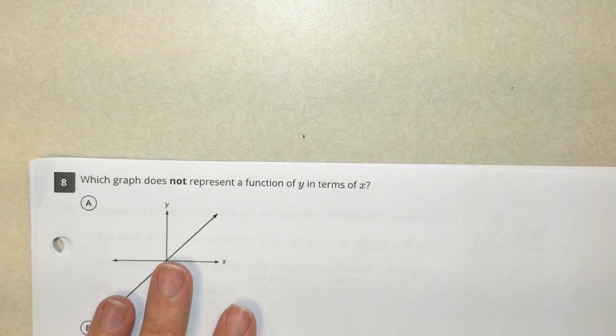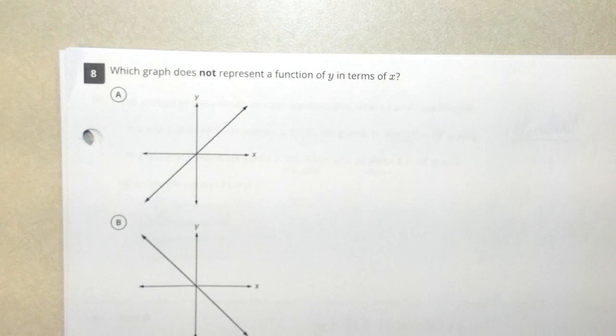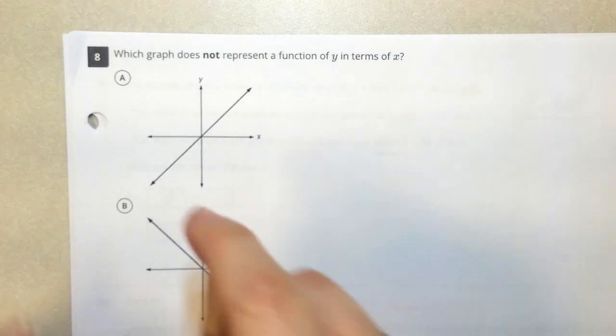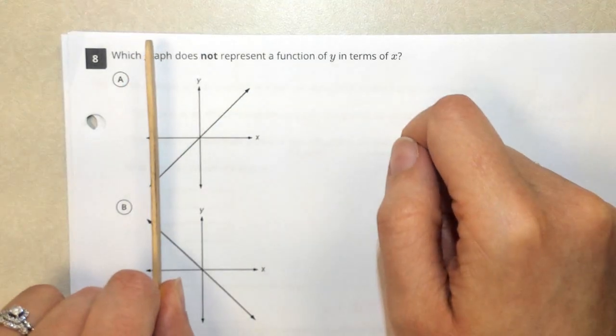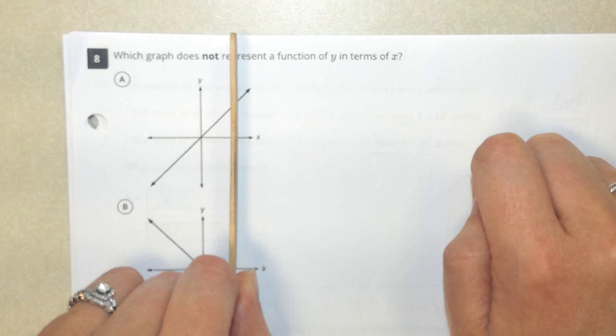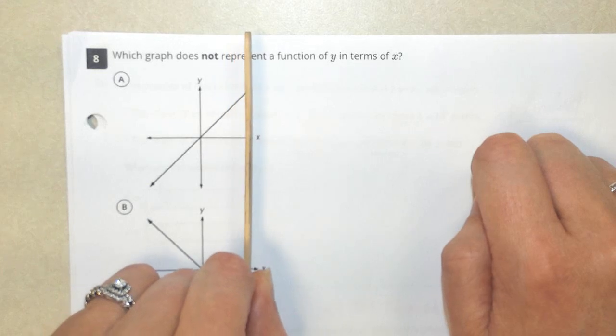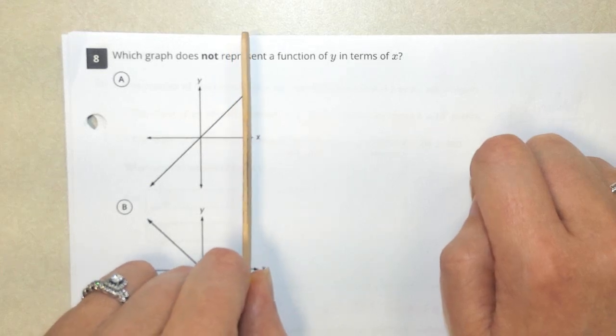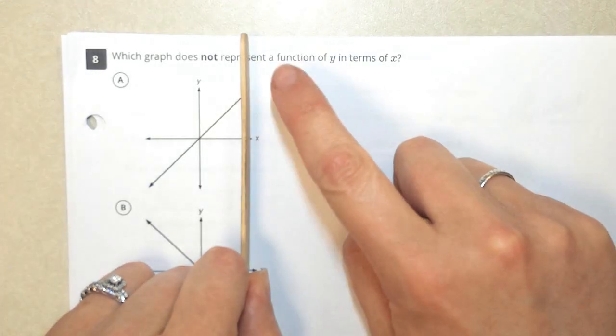Number 8, which does not represent a function. This is probably something you do not remember very well, but this is a problem where you have to use your vertical line test. The vertical line test says if you can take your pencil or whatever and you go across the line, and it's a vertical line, so notice mine is going vertical. If it goes along the line and it only hits the line once at every point, that means that it passes a vertical line test and it is a function.